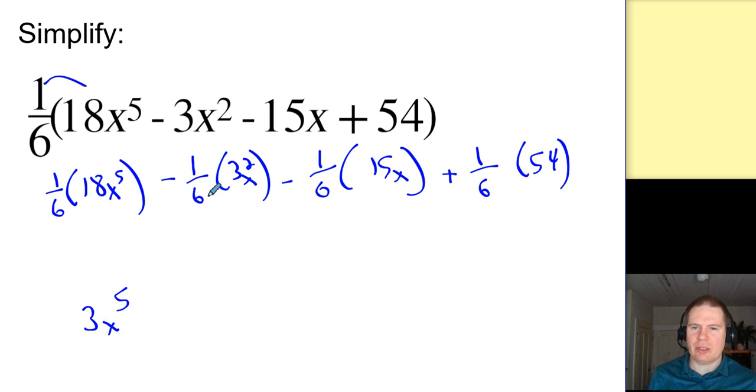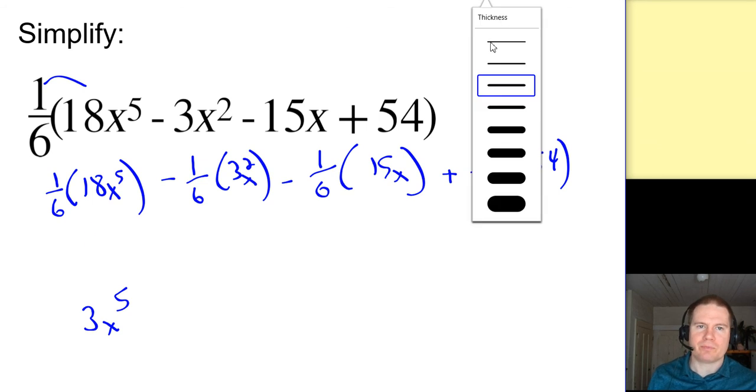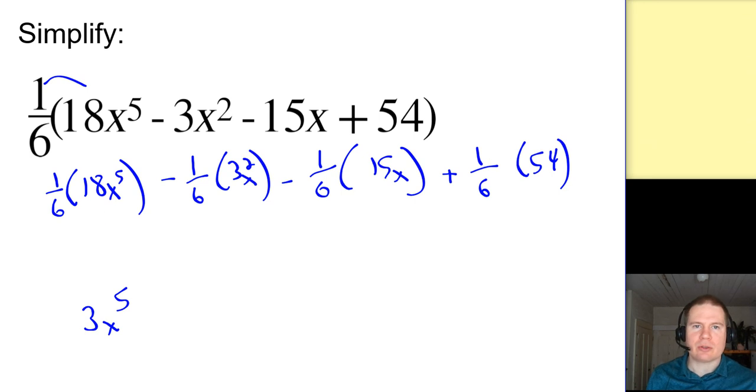But now 3 divided by 6, that's not coming out as a whole number. It's often easier to deal with these expressions when we write this not as a multiplication problem, but as a division problem. If I write this as 18x to the 5th divided by 6, then 18 divided by 6 is 3. 3x squared divided by 6. 15x divided by 6.